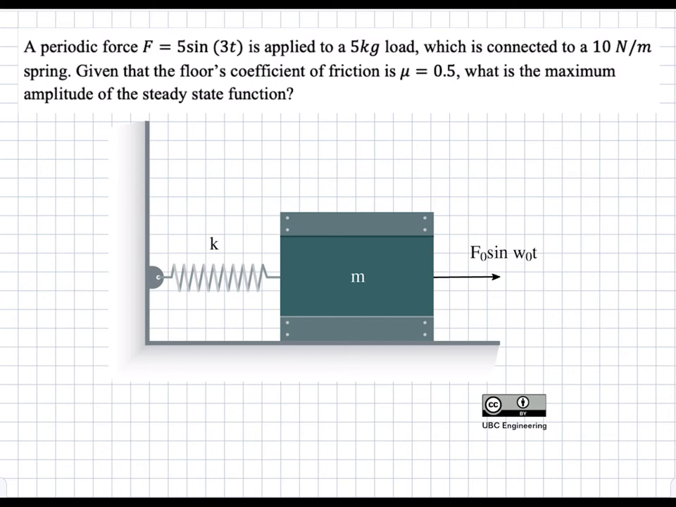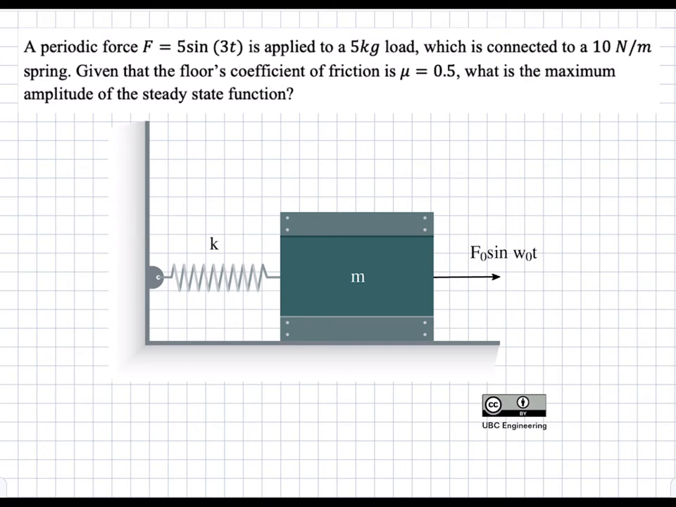In this problem, there's a mass attached to a spring, and it's forced by a sinusoidal forcing function. And there's also friction between this sliding mass and the bottom surface. We're asked to determine the maximum amplitude of the steady state function.